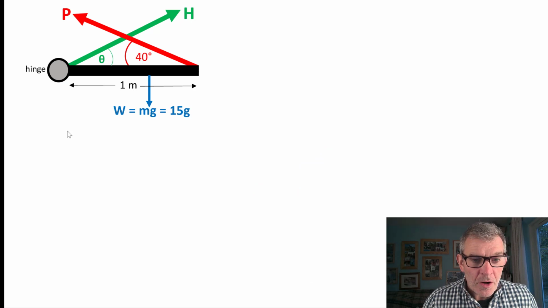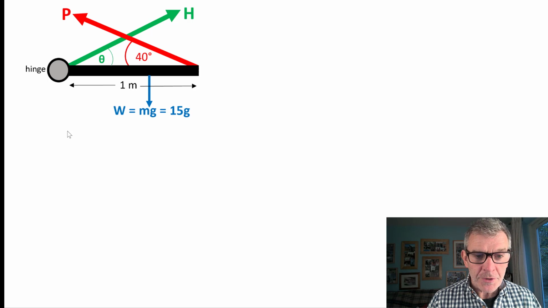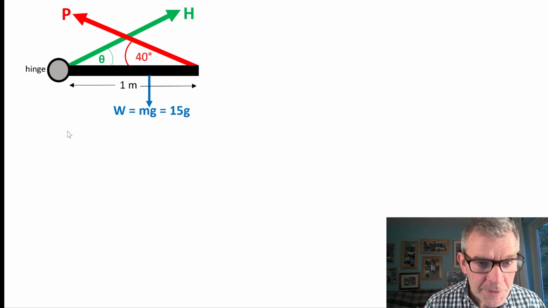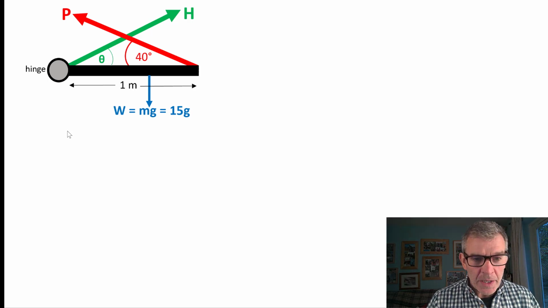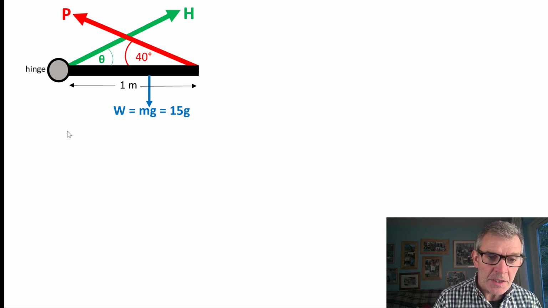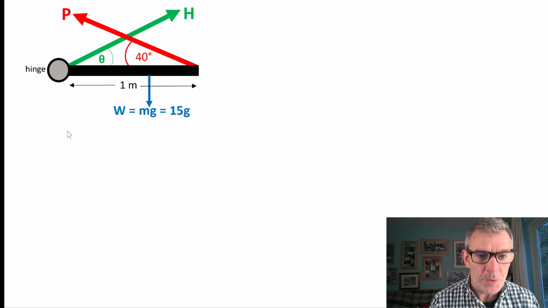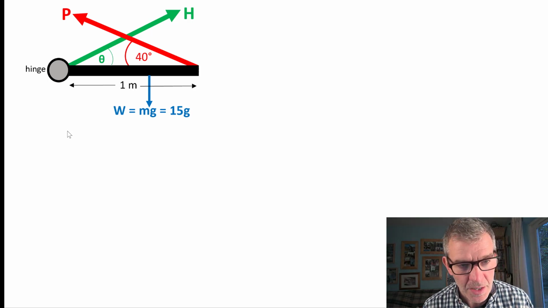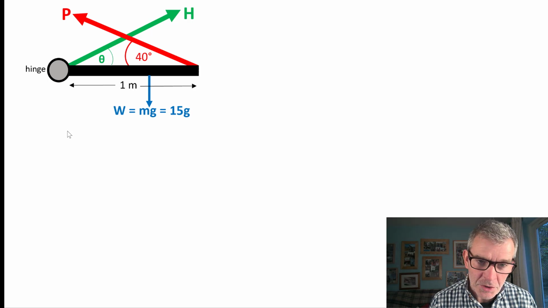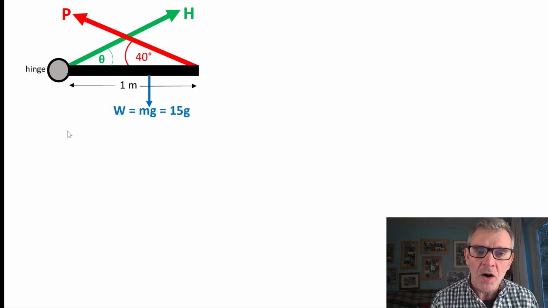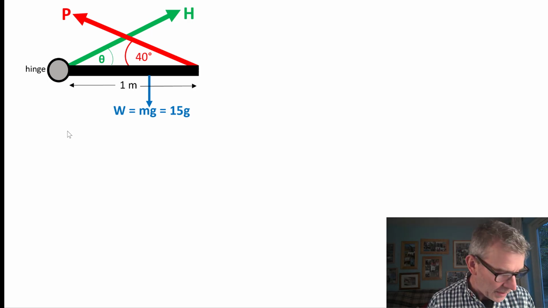Now, there are a couple of approaches we could take with this question. First of all, we know it's in equilibrium, so we're going to be taking moments. One way of taking moments is to work out the perpendicular distance to each of the forces, and work out the moments that way. An alternative way, which I'm going to use, which I think is a bit easier for this question, is to work out the perpendicular components of the given forces, and work out the moments that way, as I'm going to explain now.